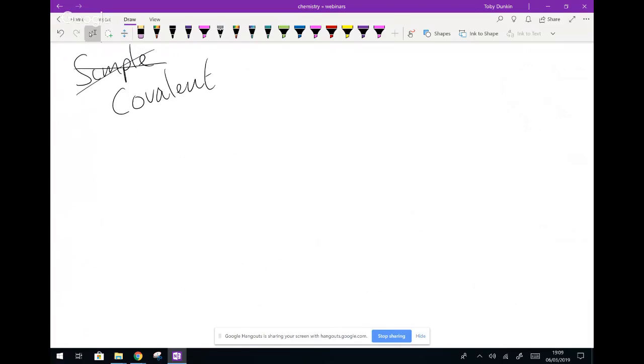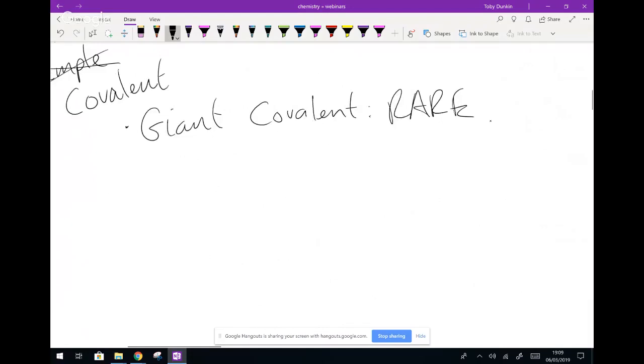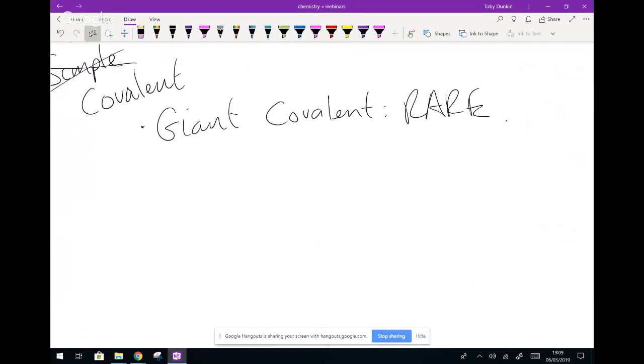Your giants are rare. So the giant covalents are rare. Giant covalents are rare. And what that means is you need to know them. You've got to learn them. And what that means is if they don't fit those 6 giants, then it's going to be simple.